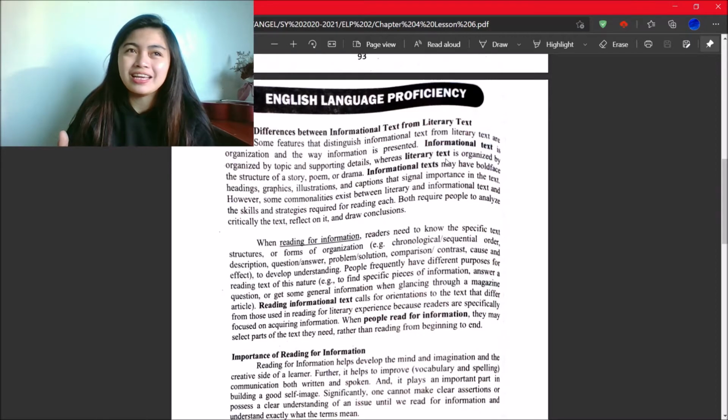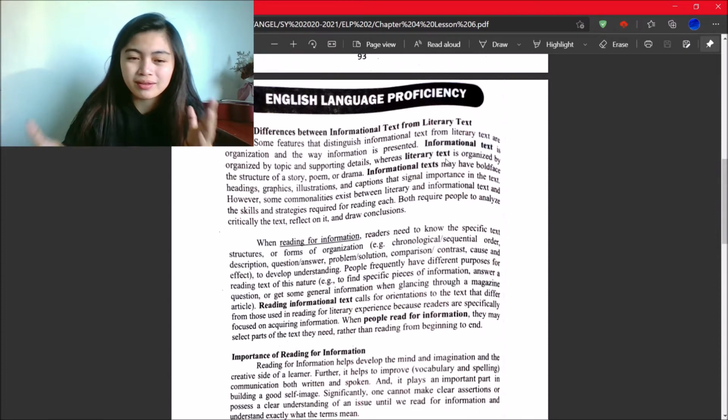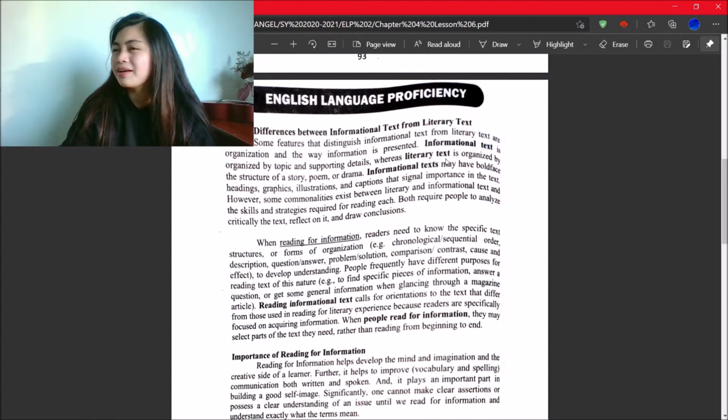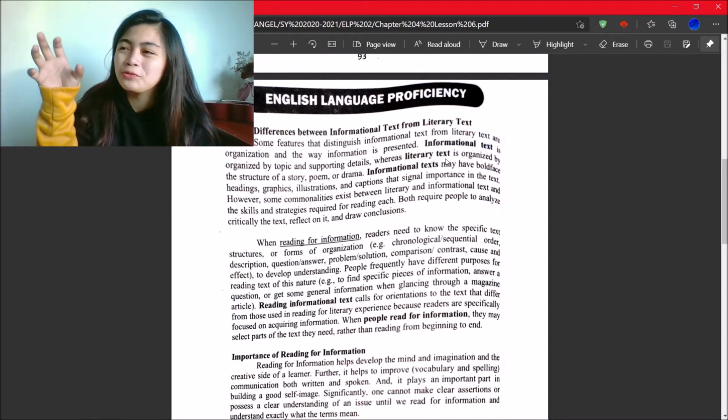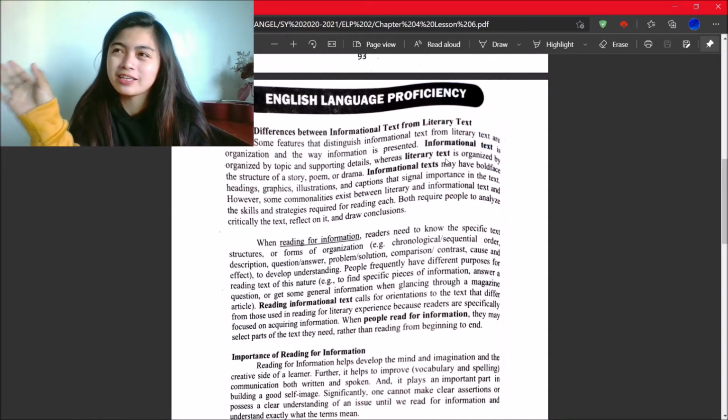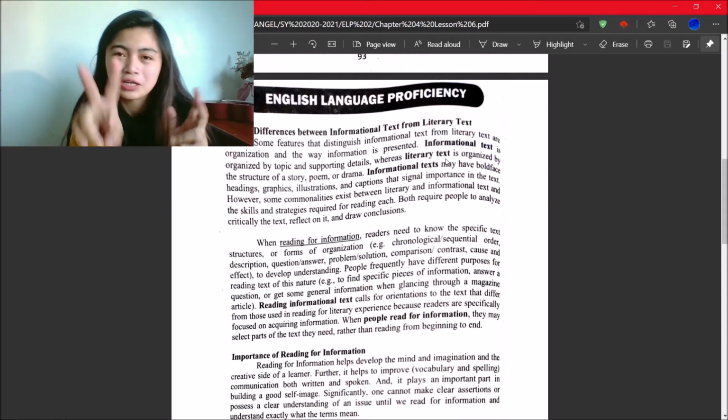Kasi it makes you have that power to balance things. Kasi yun ang nangyayari sa atin eh. When we are too focused on one certain area, we forget that there are two sides of the story.